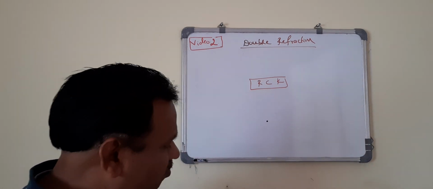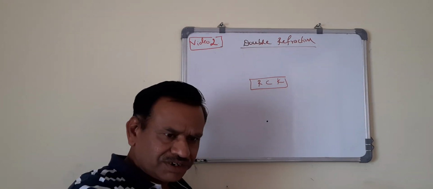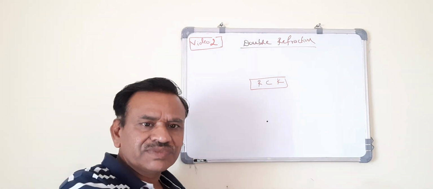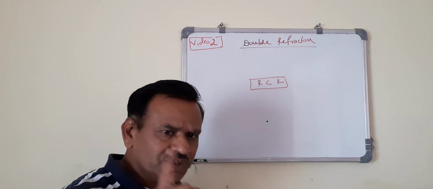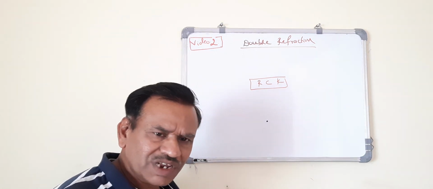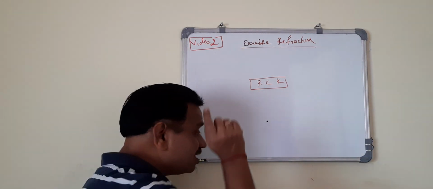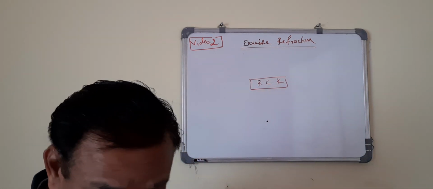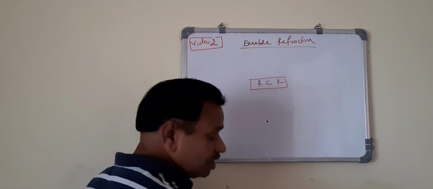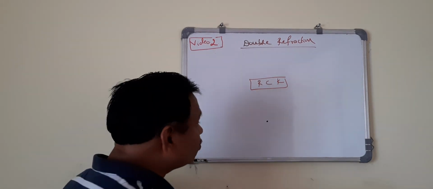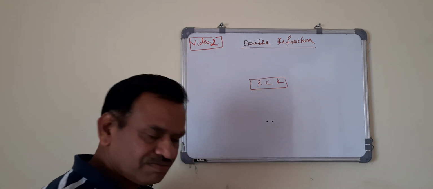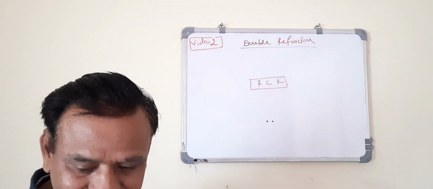Take a white sheet of paper and put a dot on it, and put it on a glass slab. Normally, if you look into this, you are observing only one dot through the glass plate. But here, when I put a calcite crystal, you are not observing one dot, you are observing two dots. Two images are formed.